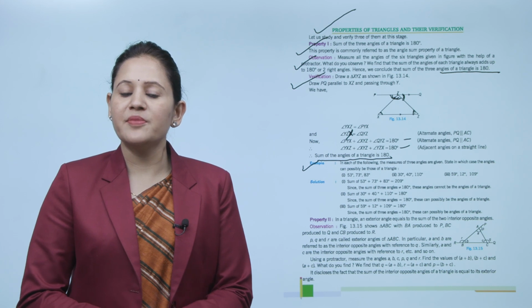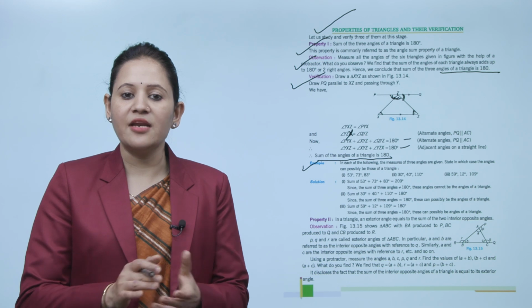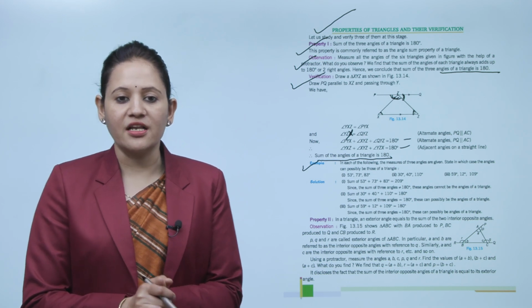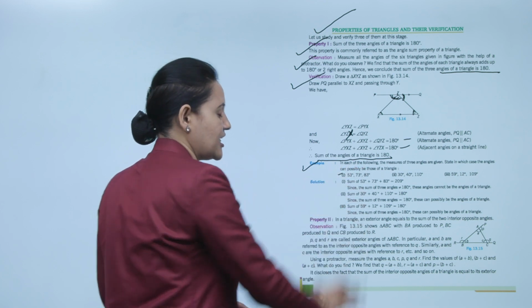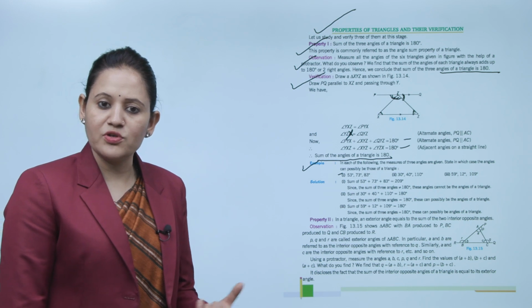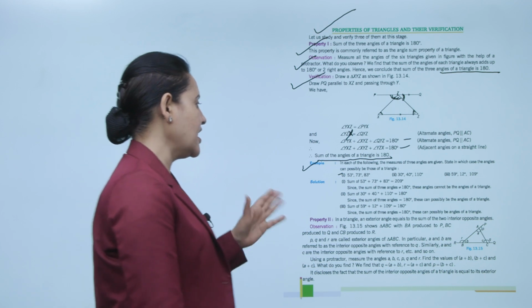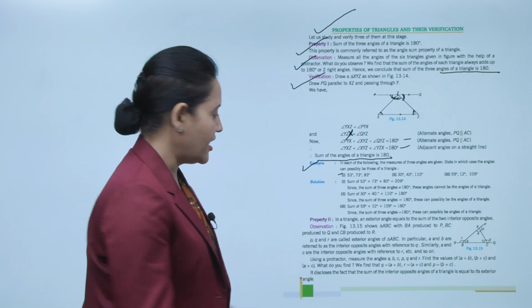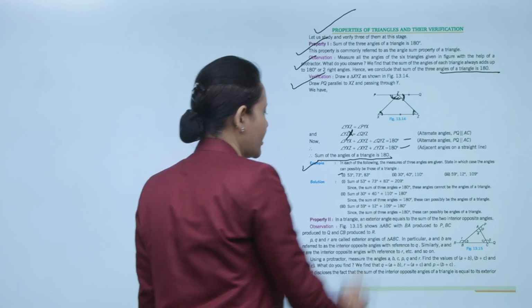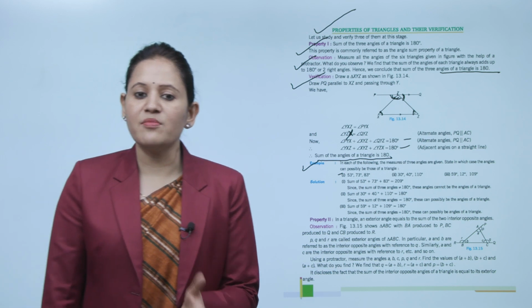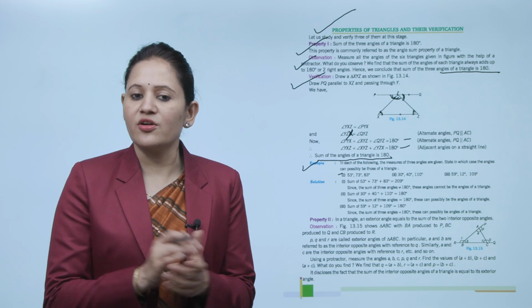In each of the following, the measures of three angles are given. State in which case the angles can possibly be those of a triangle. In the first one, the three angles are 53 degrees, 73 degrees and 83 degrees. We will check whether their sum is equal to 180 degrees or not. If it is equal to 180 degrees, they are the angles of a triangle. If not, they are not. The sum of 53, 73 and 83 degrees is 209 degrees. Since we know the sum of the three angles of a triangle is 180 degrees, these angles cannot be the angles of a triangle.